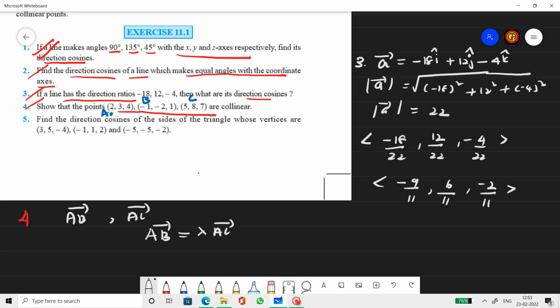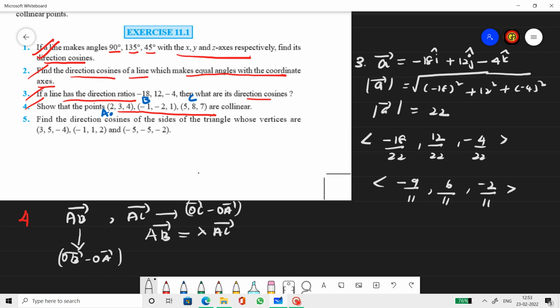And I hope you all know how to find AB vector. AB vector is OB vector minus OA vector, position vectors. Likewise AC vector is OC vector minus OA vector. So once you find these two, you will definitely find that AB is lambda times AC. Hence it is collinear. So this is how we do the fourth question.